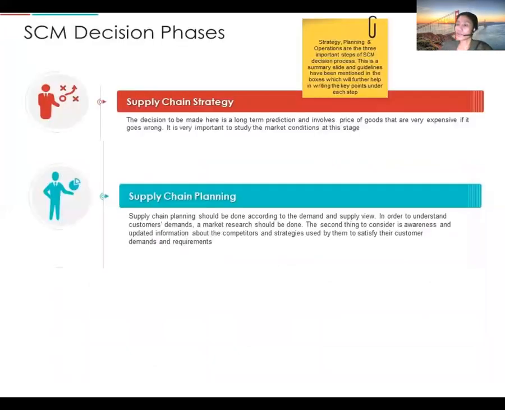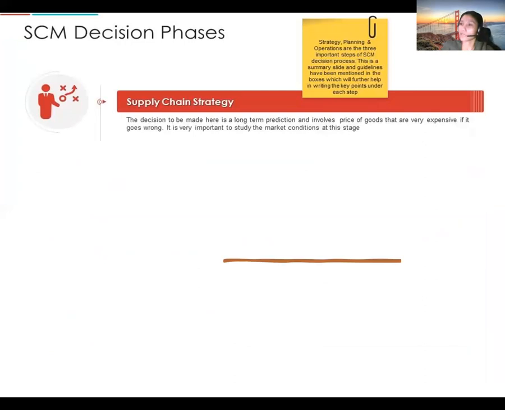Then next, let's talk about the decision phases. Strategy, planning, and operational are the three important steps of the SCM decision process. This is the summary slide, and guidelines have been mentioned in the boxes, which will further help in writing the key points under each step.